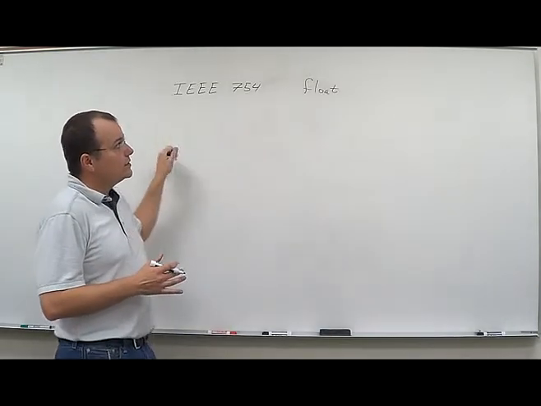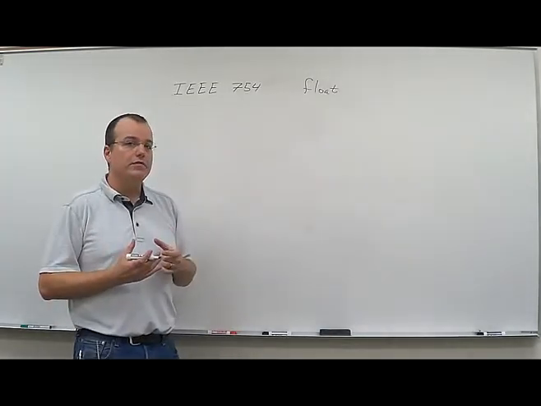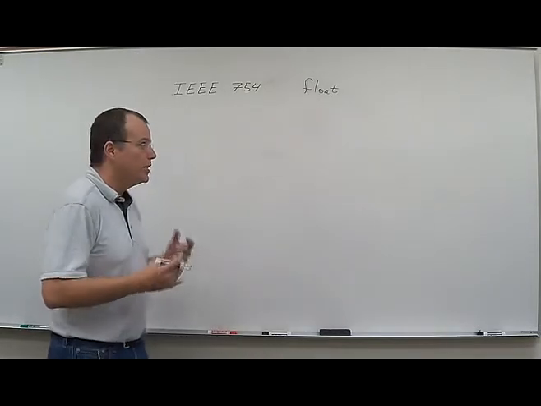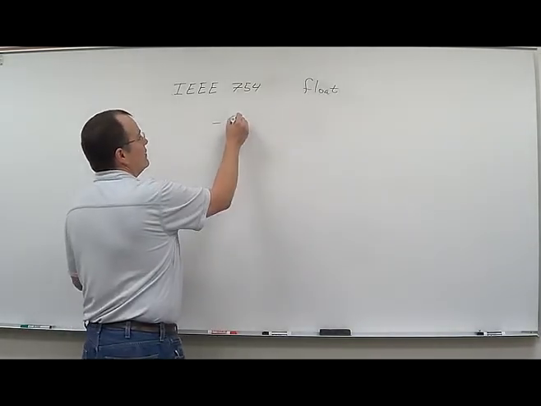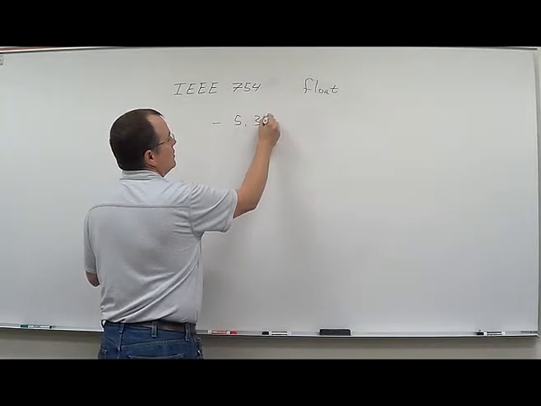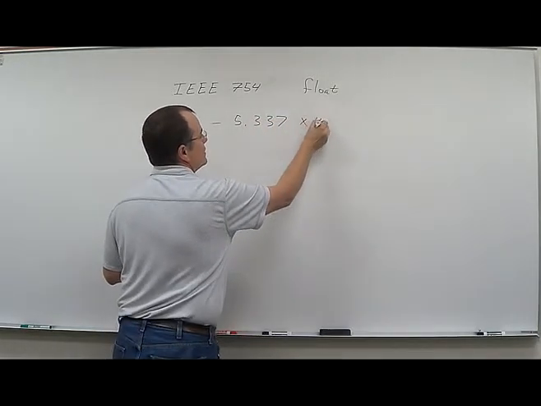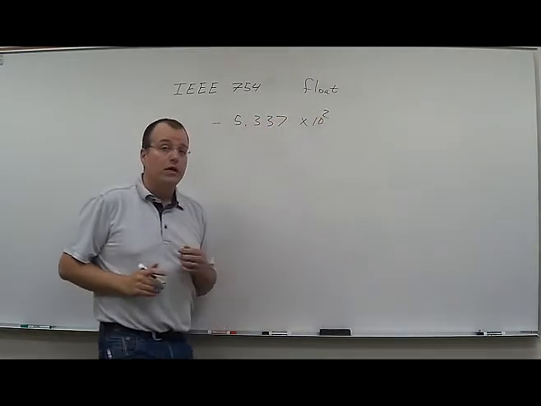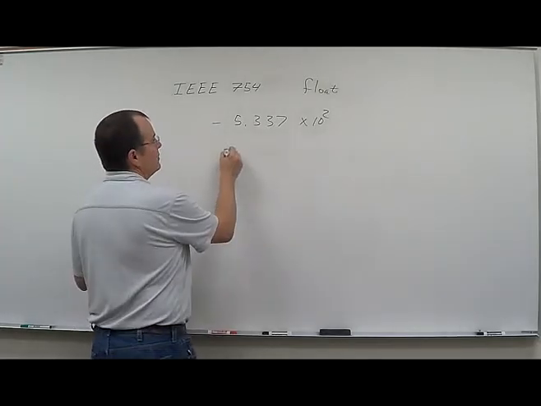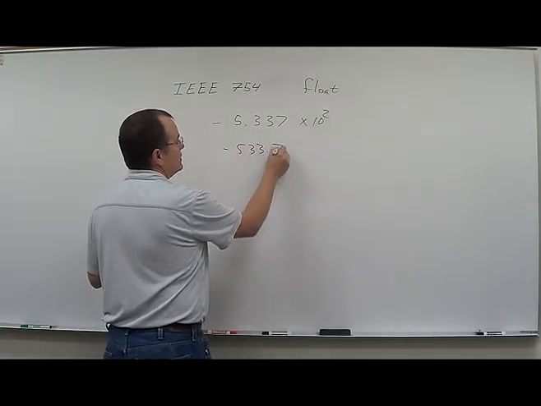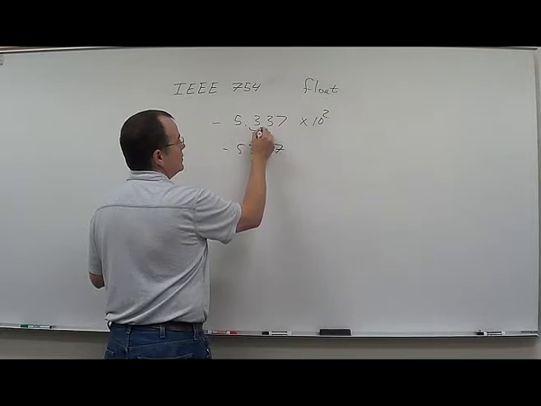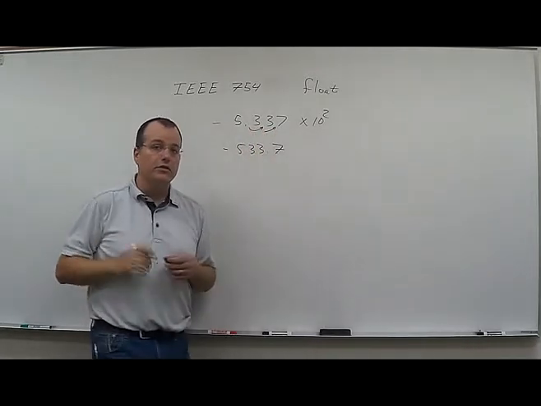Floating point types are the computer science equivalent of scientific notation. So from an intuitive standpoint, if I have minus 5.337 times 10 to the second, what this really means is the number minus 533.7. The 2 here says move the decimal place 2 places to the right.